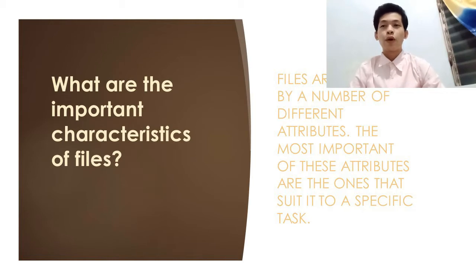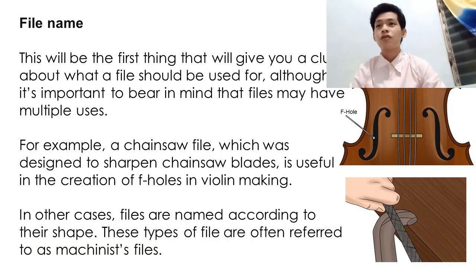Next are the important characteristics of files. Files are defined by a number of different attributes. The most important of these attributes are the ones that suit it to specific tasks. The first important characteristic is the file name. This will be the first thing that gives you a clue about what a file should be used for, although it's important to bear in mind that files may have multiple uses.